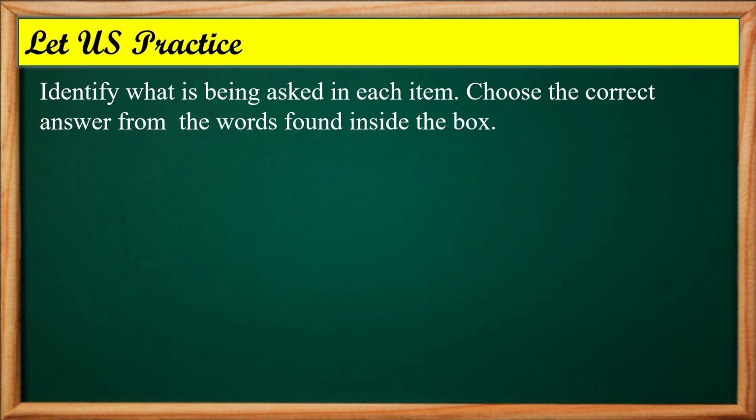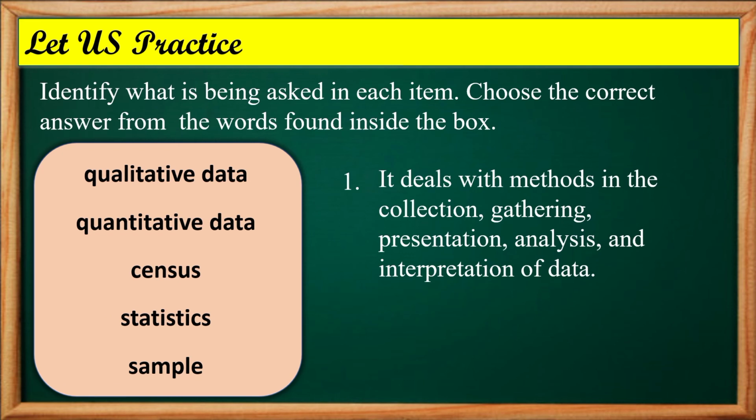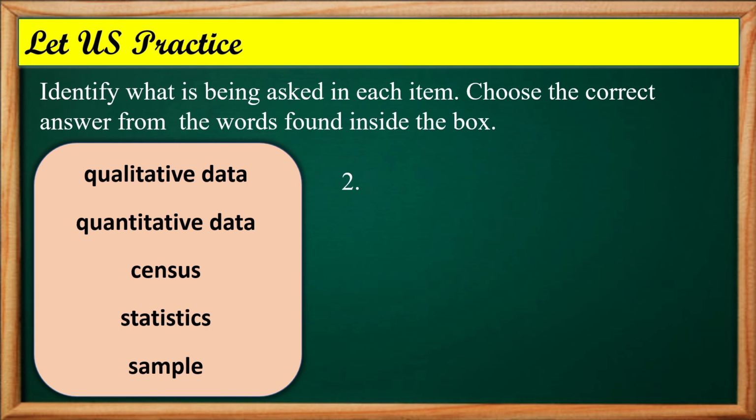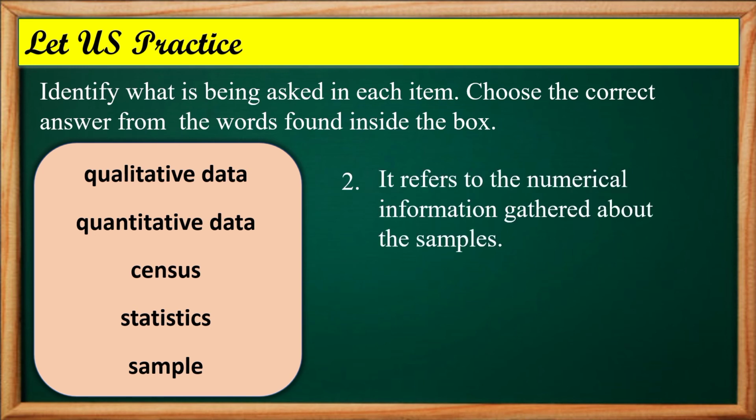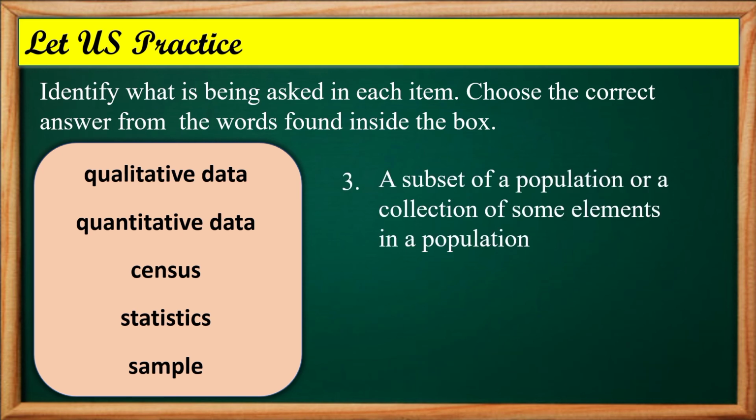Now, let us practice. Identify what is being asked in each item. Choose the correct answer from the words found inside the box. Example, ito yung mga words. Okay, number 1, it deals with the method in collection, gathering, presentation, analysis, and interpretation of data. The answer is statistics. Number 2, it refers to the numerical information gathered about the sample. And the answer is quantitative data. Third, a subset of population or a collection of some elements in a population. Then that is a sample.